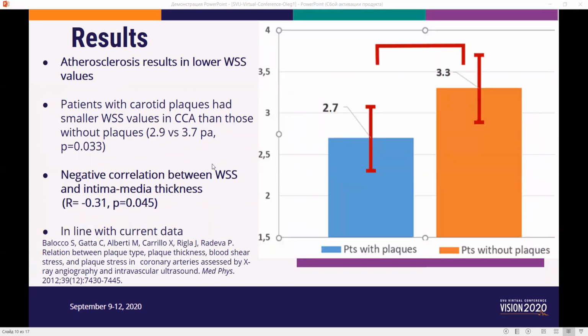Atherosclerosis development and plaque buildup resulted in lower wall shear stress values. Patients with plaques in carotid arteries had smaller wall shear stress than those without plaques, and this is the difference. We observed significant negative correlation between wall shear stress and intima media thickness. These findings regarding atherosclerosis corresponded with existing data.